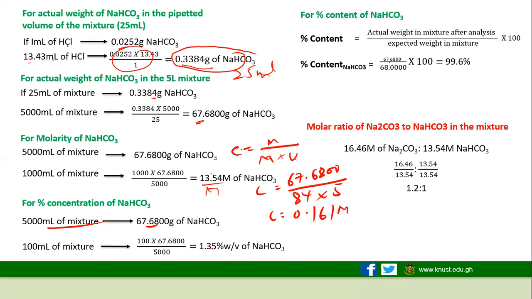Good. Now, we are saying that we have to find the percentage content, right? The percentage content is equal to the actual weight in the mixture as gotten from the experiment, all over the expected, the one that was weighed. And so in this case, the expected is the one that we weighed. It's not like the other one where the expected was the one we got in the calculation. No. What we arrive at from manipulating the titer value and getting from the calculation is the actual one present. The one that we weighed becomes the expected one.